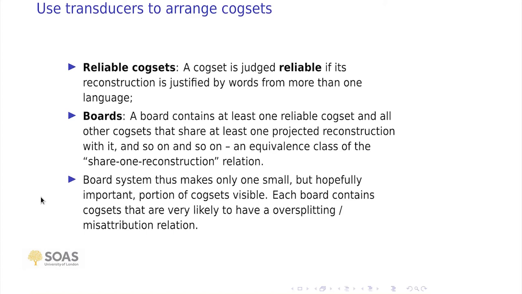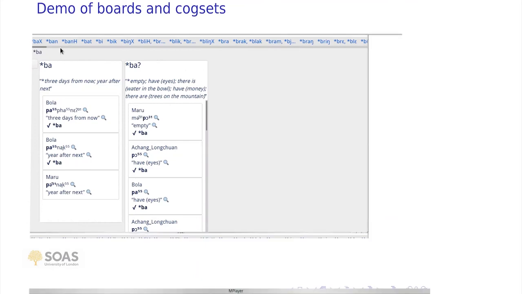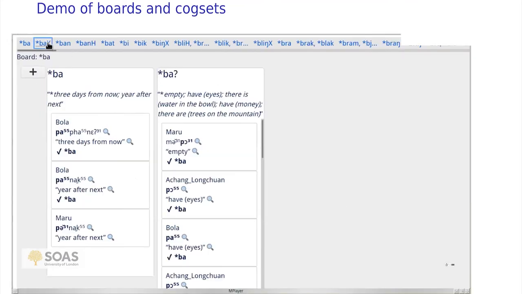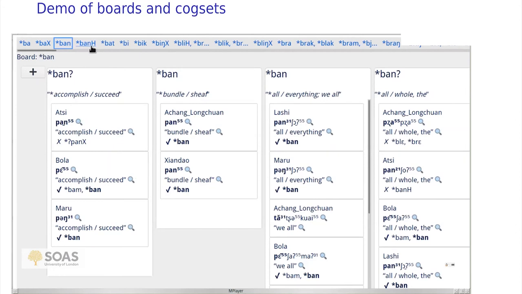Okay, boards also offer us this task management benefit of chunking it up into manageable bits. So if we take a look at some lovely boards. Here's a board with a lot of coccids, but not that many. Here's another board. Notice that, for example, here is a coccid that is reconstructed to ban. Here's another, and some of the glosses are all, we all, or whole. So yeah, they should be merged together.